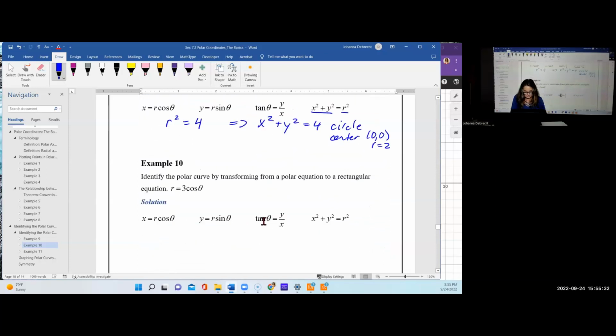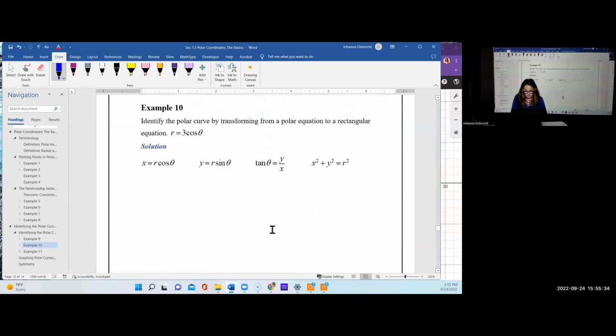Let's take a look now at the next example, which is the polar curve r equals 3 cosine of theta. Now, when we're looking at this one, this is not like the last one. I've got both theta and r. So I don't want to use one that doesn't have both theta and r. So I don't want to use this one on the far right, and I don't want to use the tangent one. It doesn't have r, and x squared plus y squared equals r squared doesn't have theta. That gives me one of these two up here.